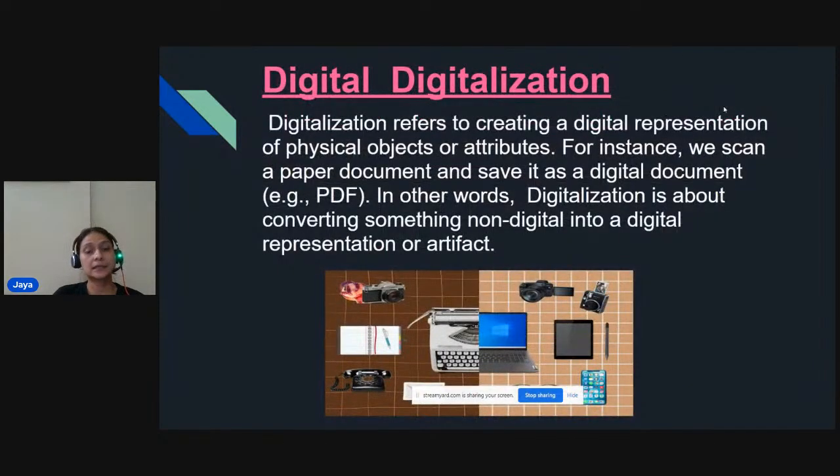The next slide covers what digitalization is. When we talk about digitalization, it comprises four pillars: the technology, the data, then the process, and last, organizational change.